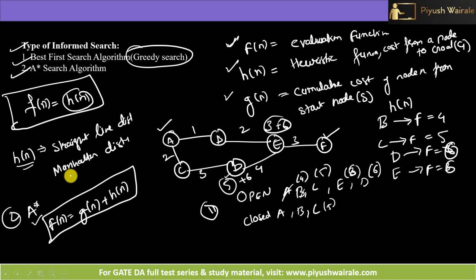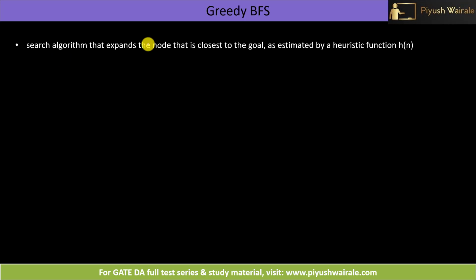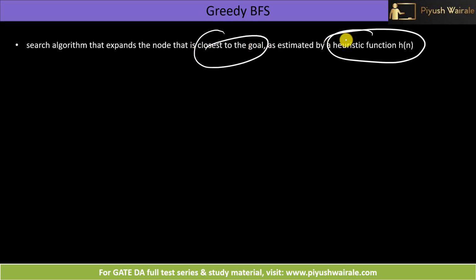Now let us take one good example, that is the maze example. The same example we discussed during DFS and BFS, right? So this is what we discussed first: a search algorithm that expands the node that is closest to the goal as estimated by the heuristic function. It solely depends on the heuristic value of this particular node. So this is what greedy best first search is. We have discussed this.